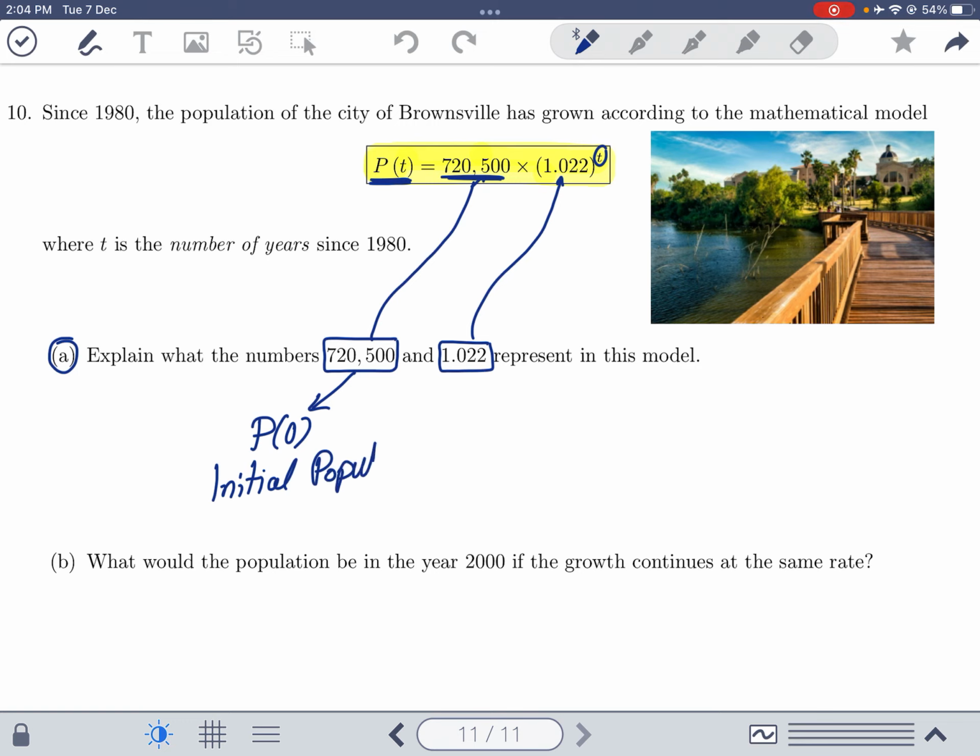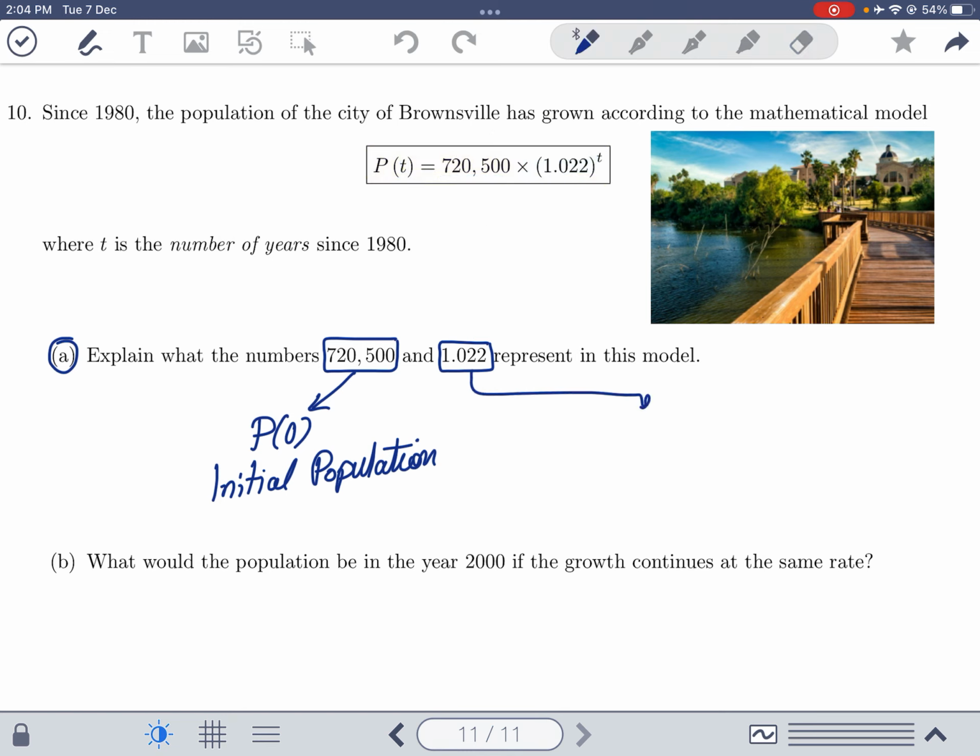And how do I know? It's because when you put t equals 0, you put 0 here, and this number will be 1. So it will go away. When you multiply 1 by anything, the thing remains. And so this 720,500 is the initial population.